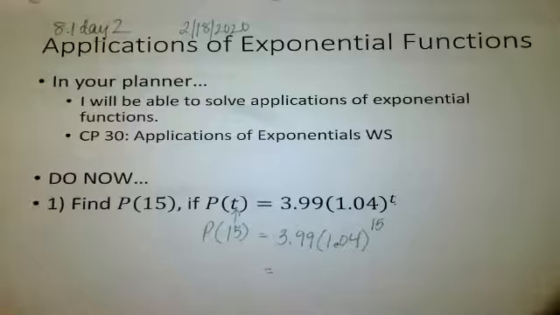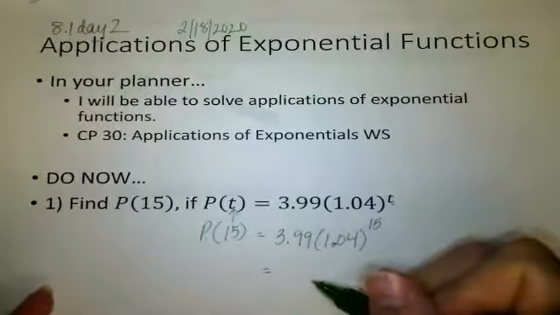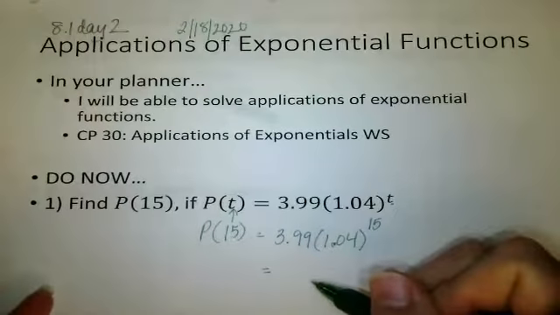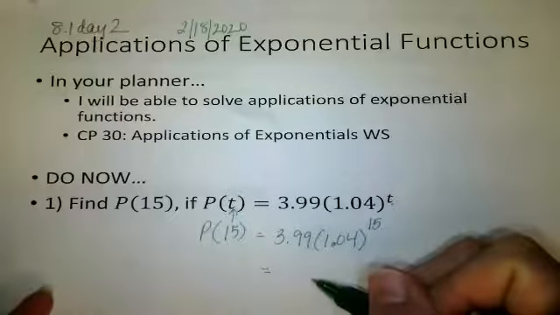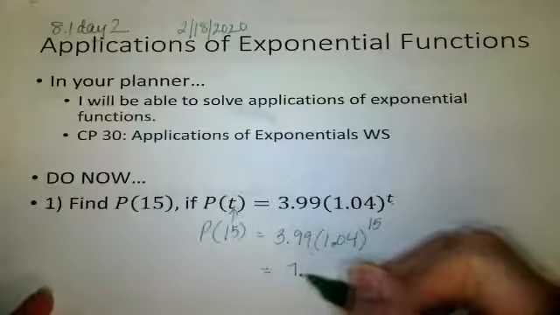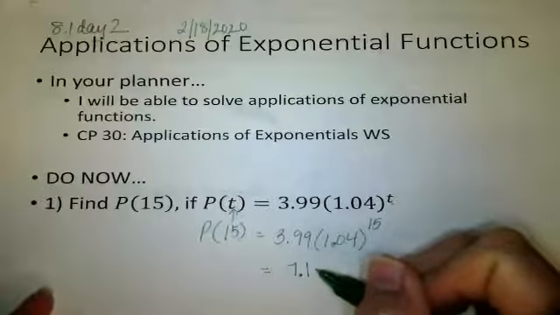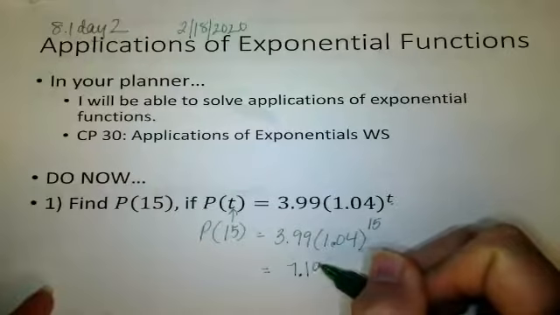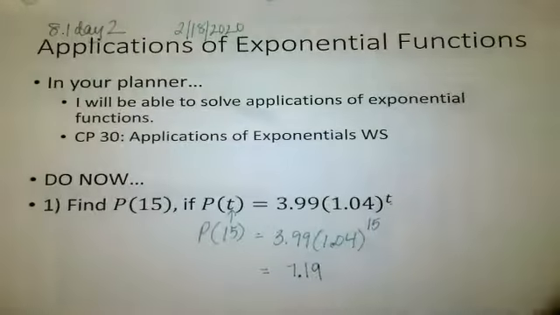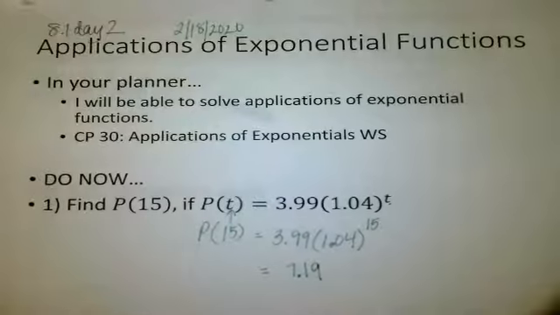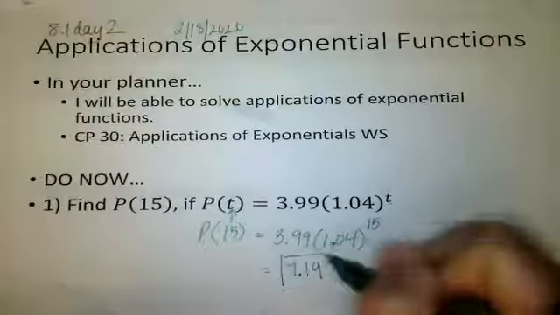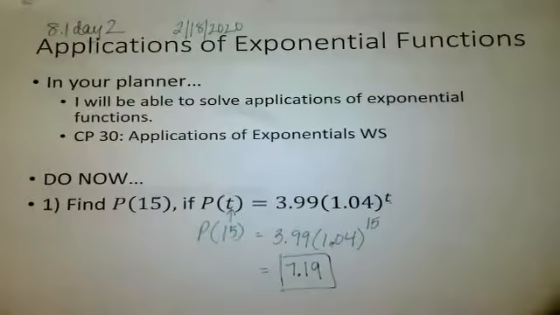And what do you get? Someone be brave. 7.185. We're going to go ahead and just round to the hundredths place today because most of us are talking about money. So we're going to say 7.19. And again, that is all in your calculator. Not hard to do, but if you don't have a calculator, you cannot do it. Okay? You must have a calculator.